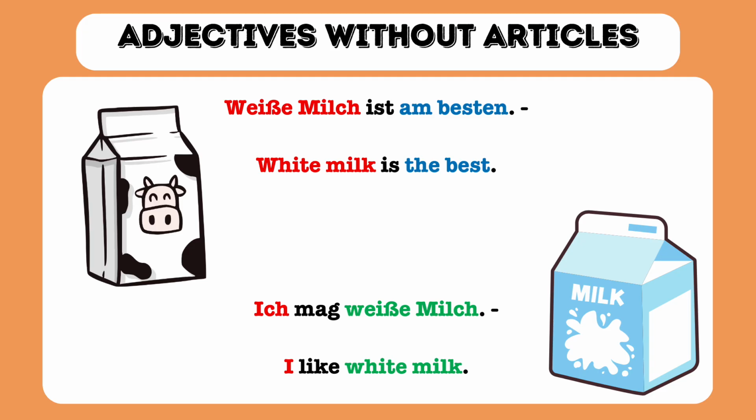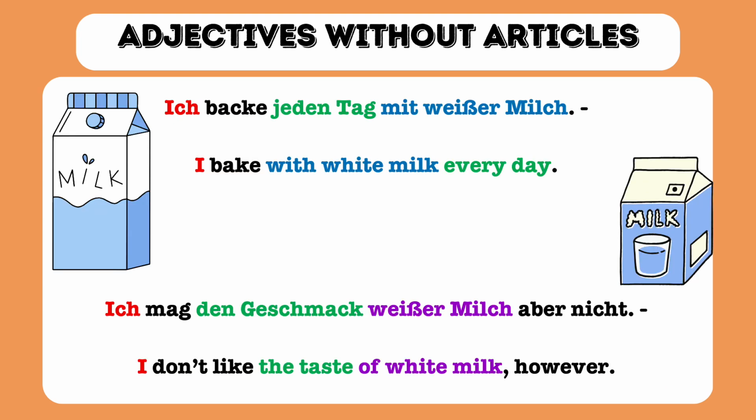Weiße Milch ist am besten. White milk is the best. Here we would usually say die Milch, but because we have no article, we put the E at the end of the adjective. Weiße Milch ist am besten. The same thing happens in the accusative case. Ich mag weiße Milch. I like white milk. Weiß has an E at the end to show that it is feminine and accusative. Ich mag weiße Milch.